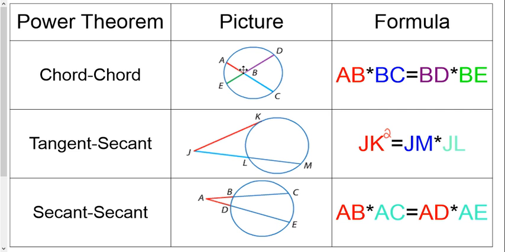So I kind of have the color coding going. So I got red times blue is equal to purple times green. On the tangent-secant, it is the tangent line squared, so the red line squared, equal to the whole line, so JM, times the outside piece, JL. So JM is the dark blue, so that's the whole line, times the light blue. And then secant-secant is the little tiny piece out here of one secant line, so AB, times the whole length of AC, equal to AD, again, tiny piece outside, times the whole length of AE.